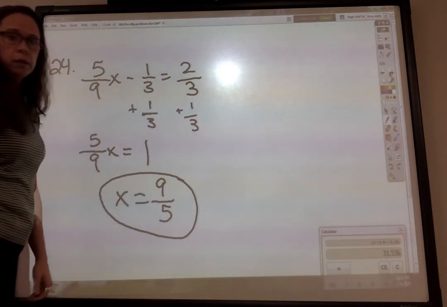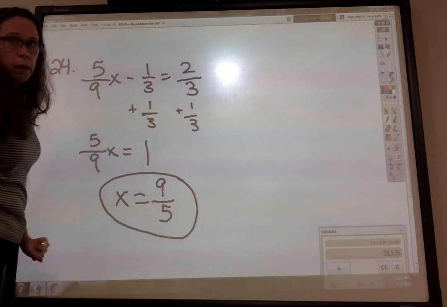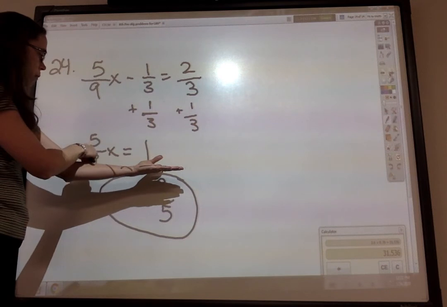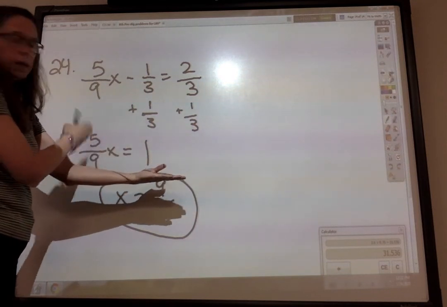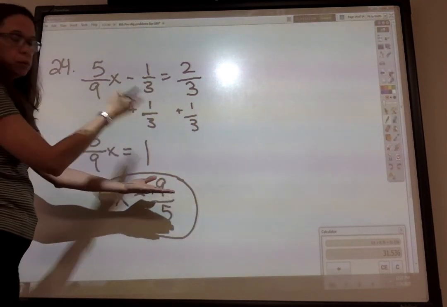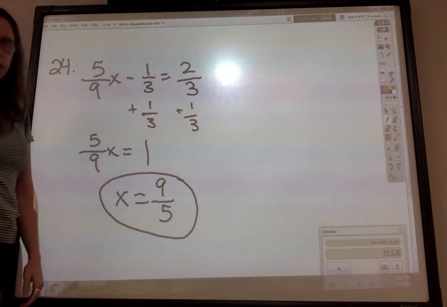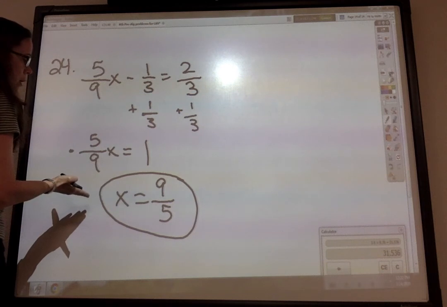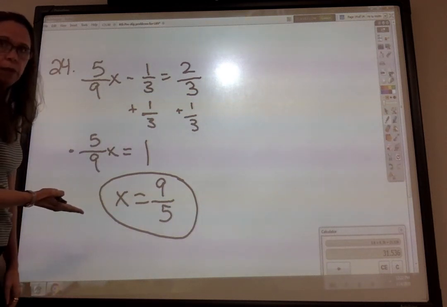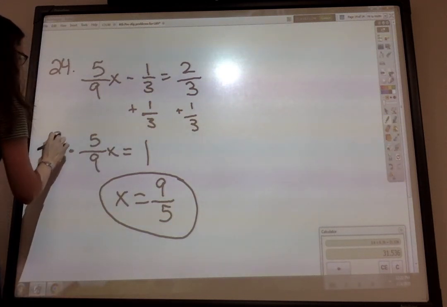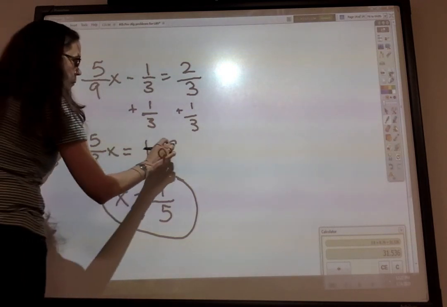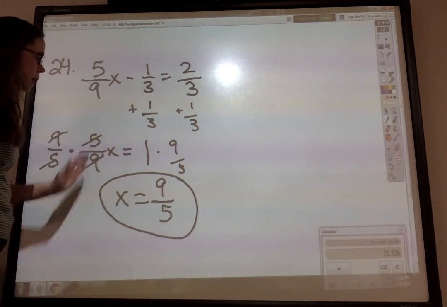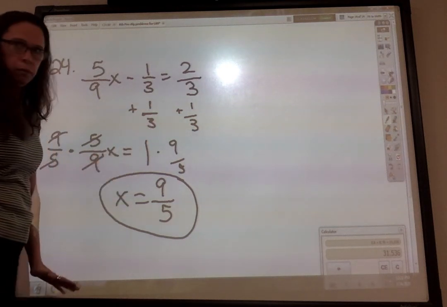Now we could solve this by multiplying both sides by the reciprocal of 5/9, but when I saw that this was equal to 1, I know that any fraction times its reciprocal is equal to 1, so I knew that x had to be 9/5. If you didn't see that, you could also say, well, to get x by itself, I have to divide by 5/9, which means multiply by the reciprocal. So this takes care of this. X is equal to 9/5.